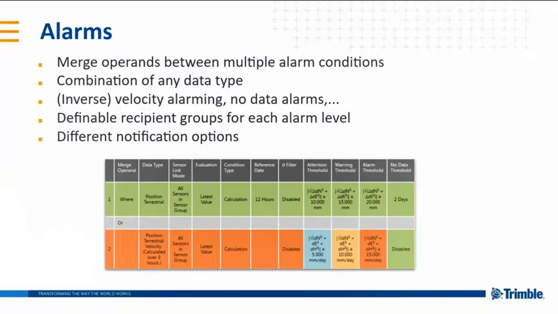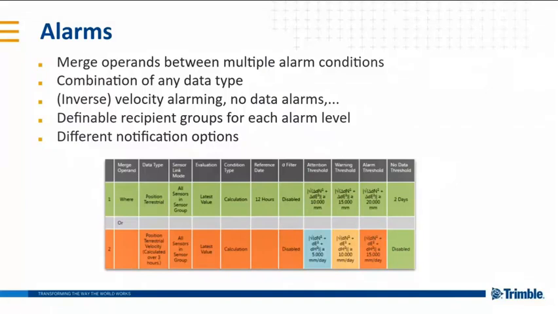I have an example here where I have a merge operand OR, so that means either or of the alarm conditions must be true so that an alarm is triggered. Just to give you an example, if you want to alarm on a prism movement, if it exceeds 2 centimeters in delta north, this should only trigger an alarm if the temperature is above 25 degrees, just a simple example.